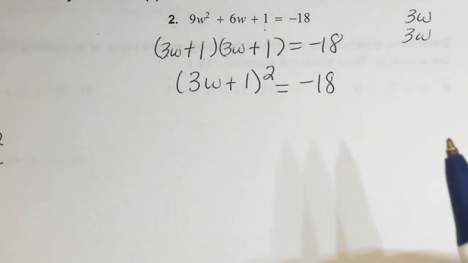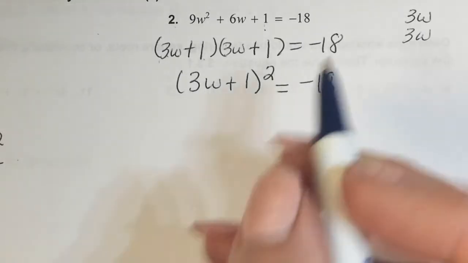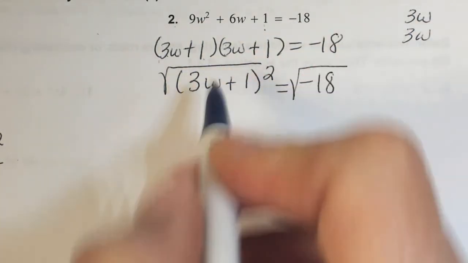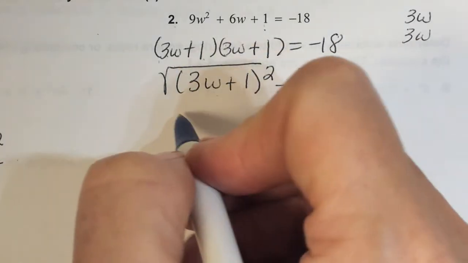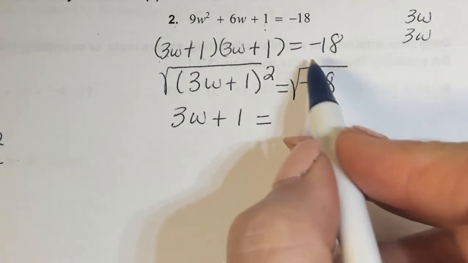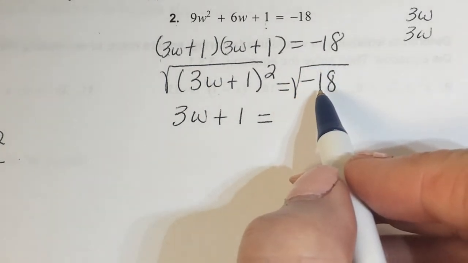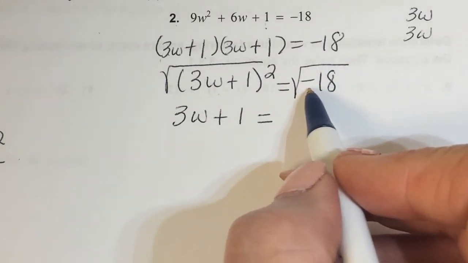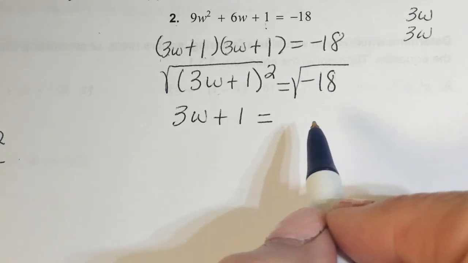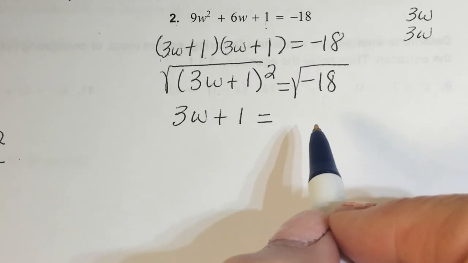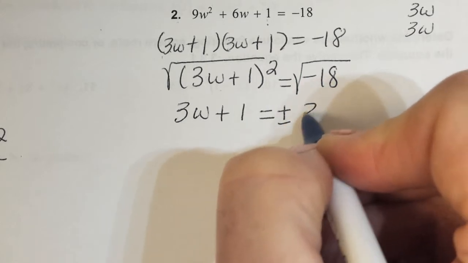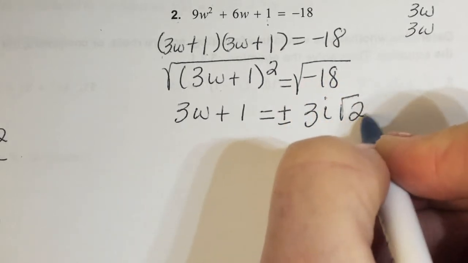What would our next step be? Take the square root of both sides. So if I have the square root of something squared, it's just going to be 3w plus 1. Can anyone tell me the square root of negative 18? I'm going to have to think of that as negative 1 times 9 times 2. What's it going to be, Josh? Right, so it's going to be plus or minus 3i radical 2.